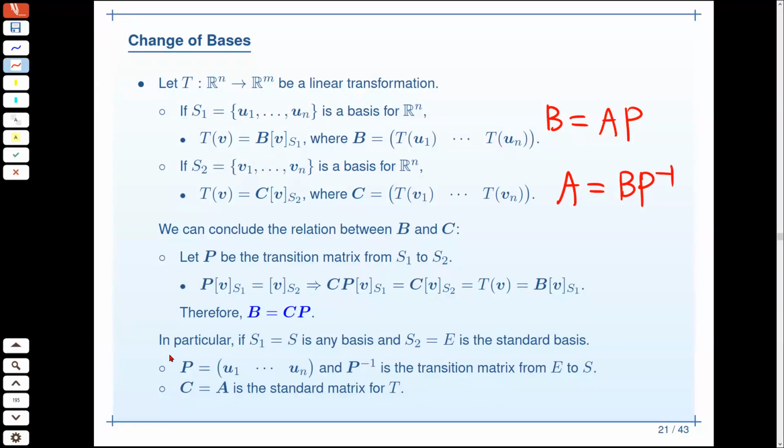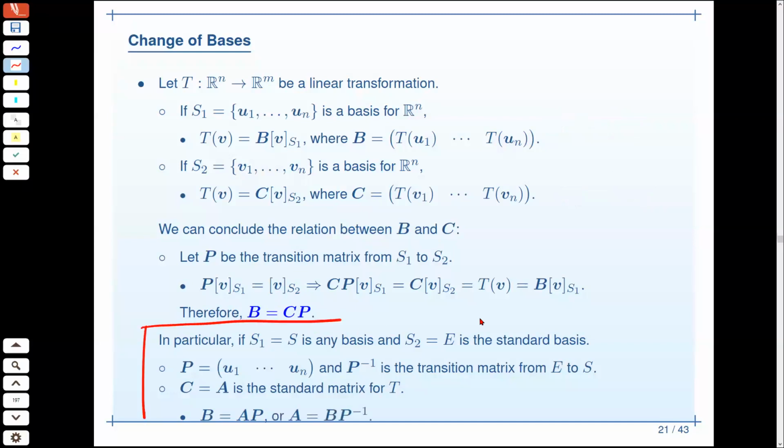So just now what we discussed is just a special case. And now we have this relation: B equals CP. They are related in such a way. So B equals AP is what we saw just now. This is just a special case by using S1 equals S and S2 equals E. You can retry it.